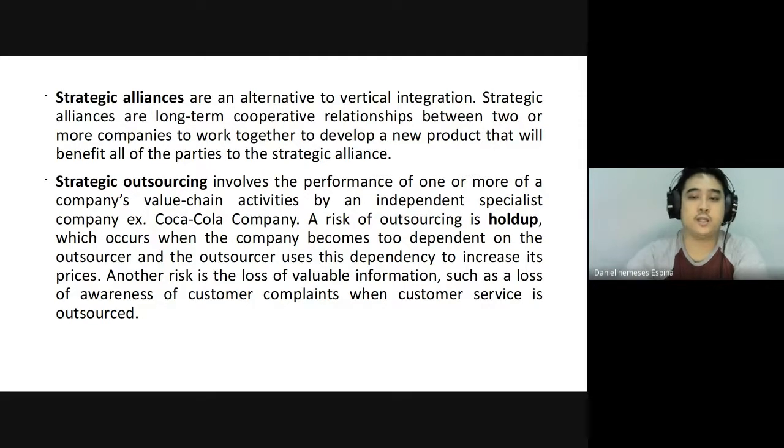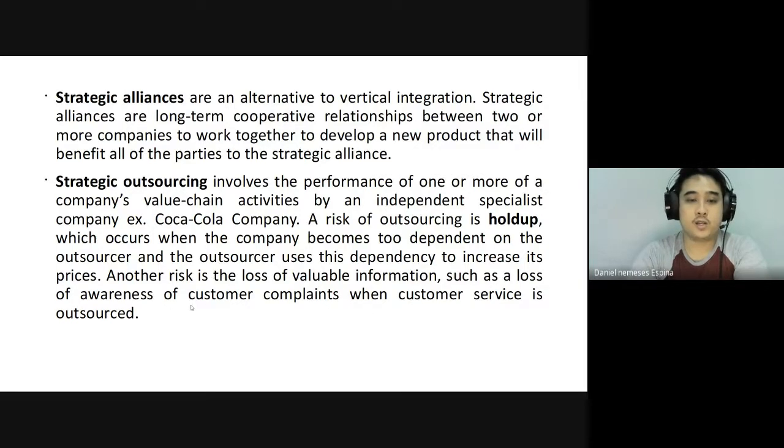So, ang risk po ani strategic outsourcing is the hold-up. So, it occurs when the company becomes too dependent on the outsourcer and the outsourcer uses the dependency to increase its prices. But in the case of Coca-Cola, kay grabe man ang kuan ni Coca-Cola, yung power as a company. So, of course, makakuha sila ng mga other outsourcing company. Especially if they are the exclusive supplier of Coca-Cola. So, dili sila pwede makasupply sa lain company but Coca-Cola alone.